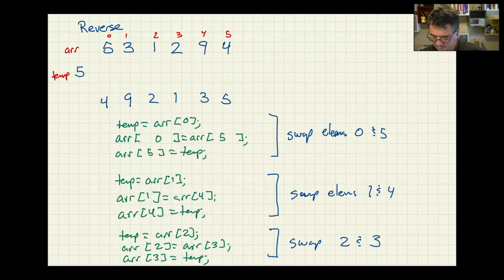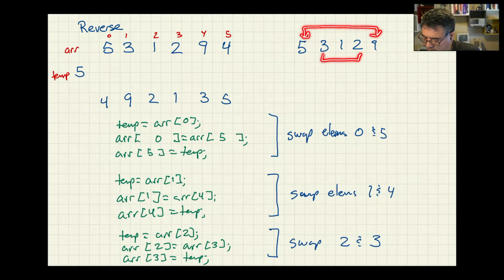So what if you had an odd number of elements? That's a really good question. So if I had 5, 3, 1, 2, 9, if that was my array, I'd swap these two, then I'd swap these two, and then one of two things would happen. I would either swap one with itself, depending on how I wrote the loop, or I would just ignore the one and not swap it at all.